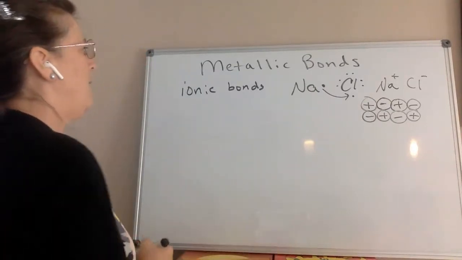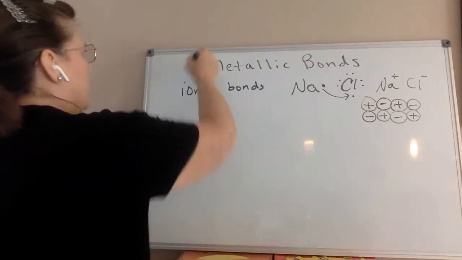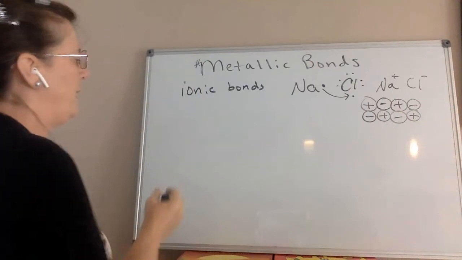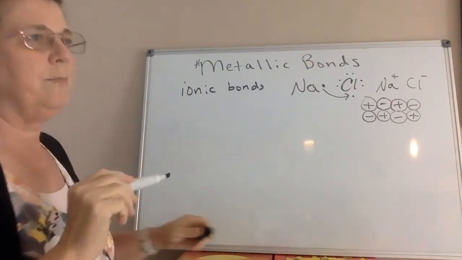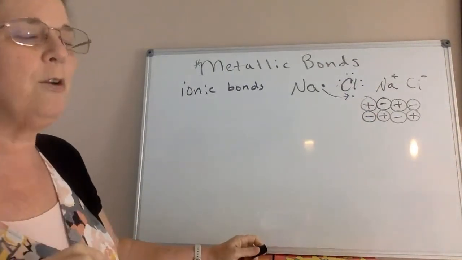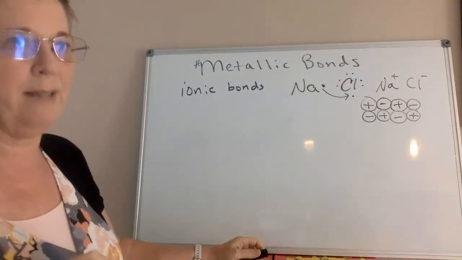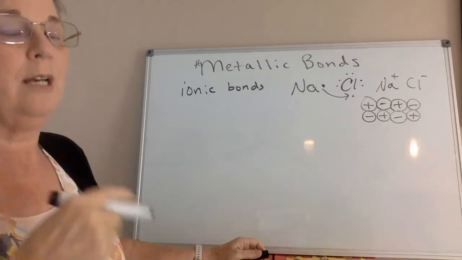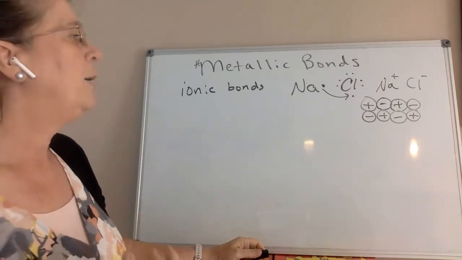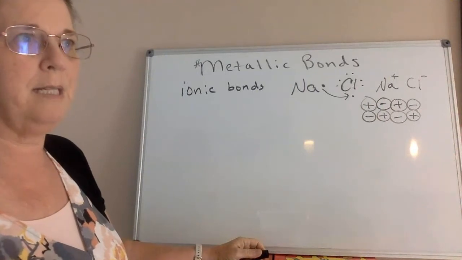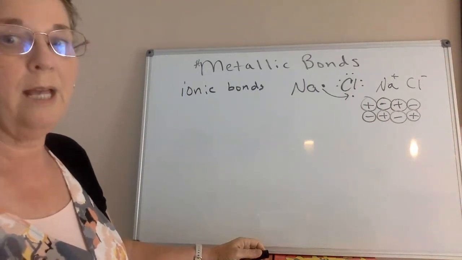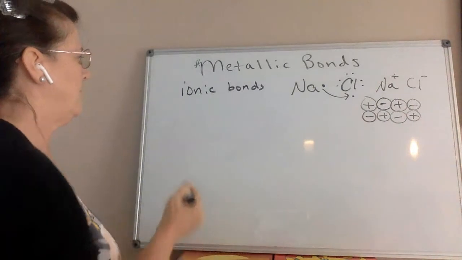Okay, but today I want to talk about metallic bonds. Metallic bonds would be bonds that occur between metals. Now, in the purest sense, it's not actually a chemical bond. It's an inter-elemental attraction, but we're going to call it a metallic bond. We're going to call it a bond because it's pretty strong, and there is energy exchanged.